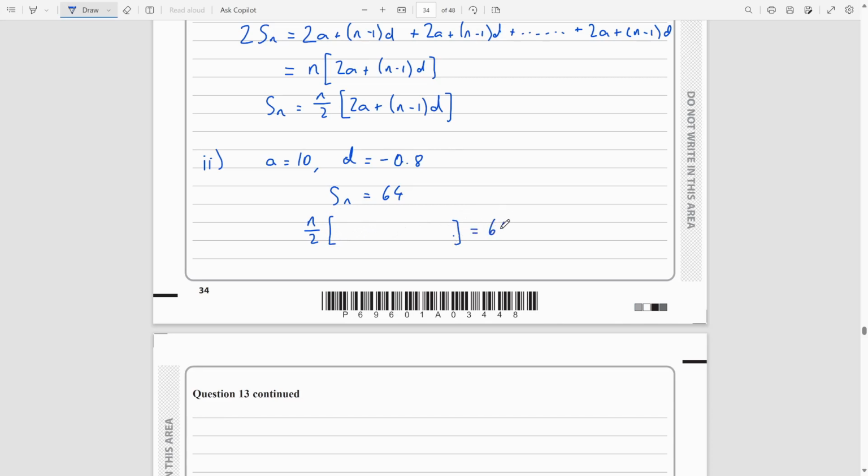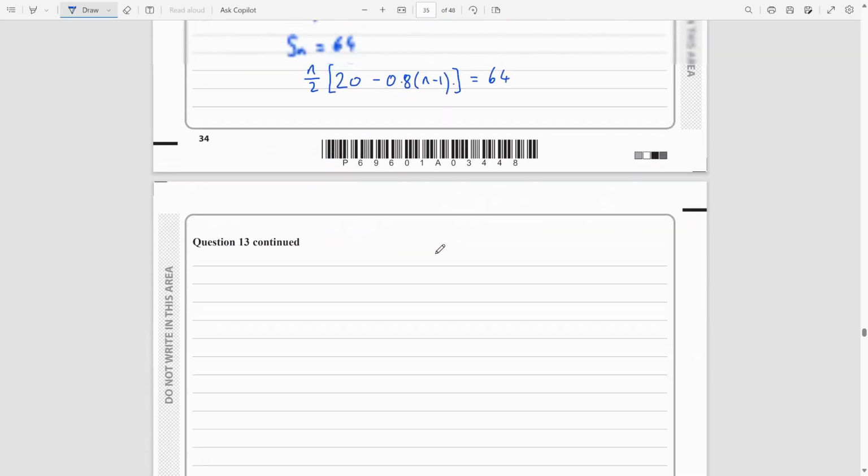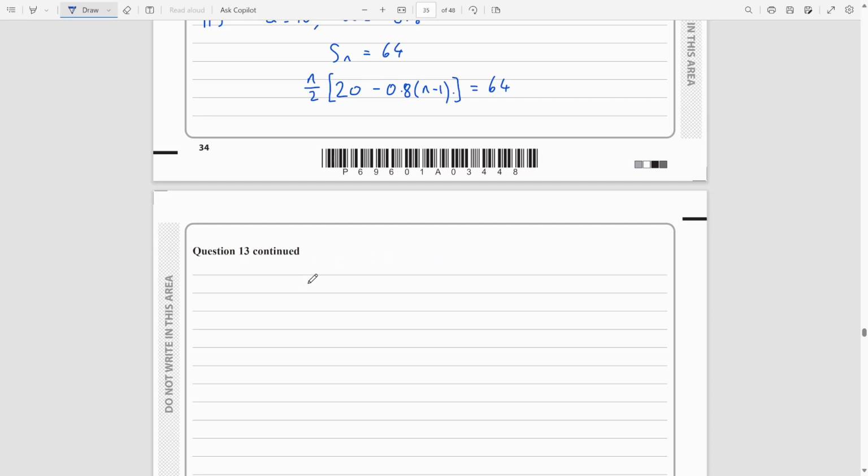Well, we want n over 2, the sum of the first n terms, to equal 64. Now, what is the sum of the first n terms? Well, it's n over 2 times (2a, which is 20, plus (n minus 1) times d). d is minus 0.8. And I just need to show that this will rearrange to this quadratic. Let's just check that it does. Multiplying by 2, I get n times (20 minus 0.8n plus 0.8) equals 128.